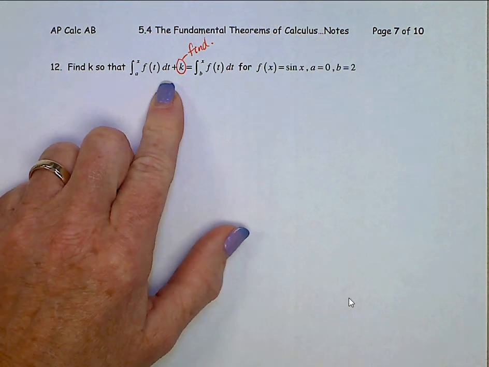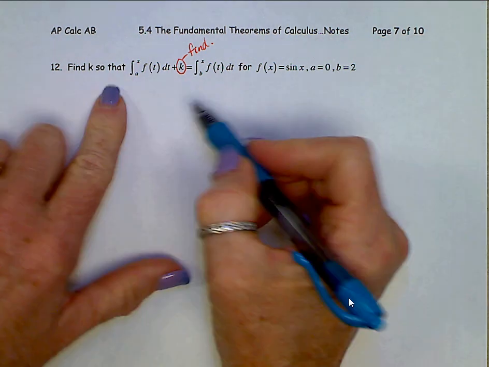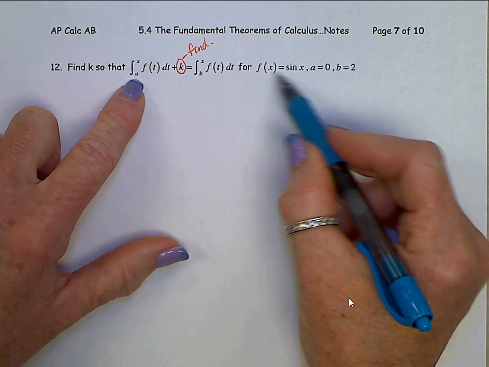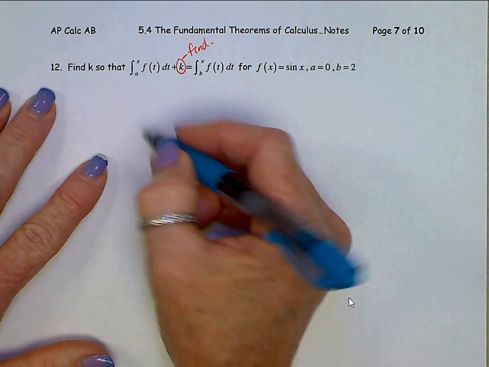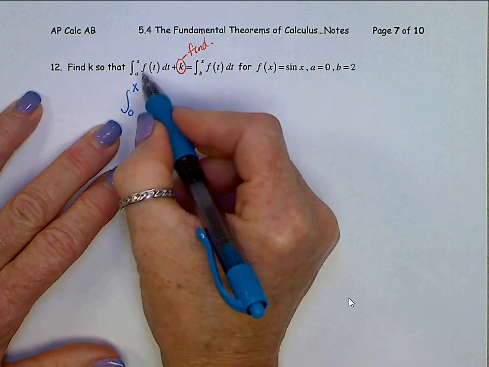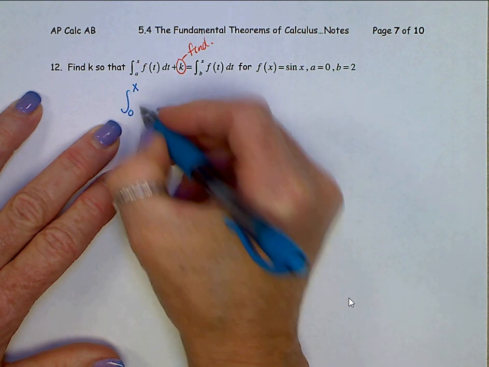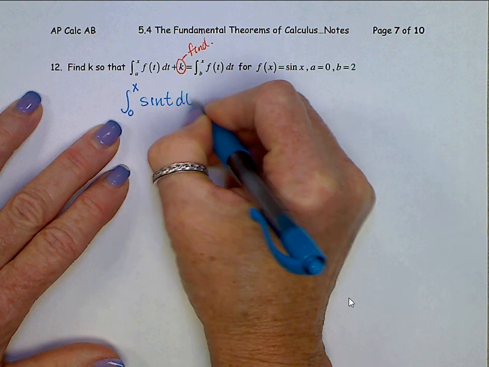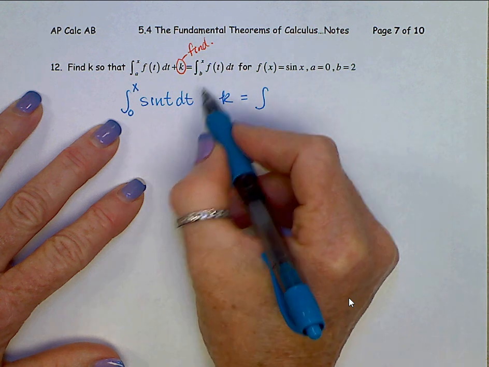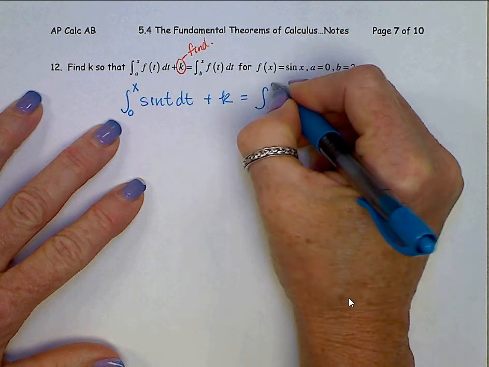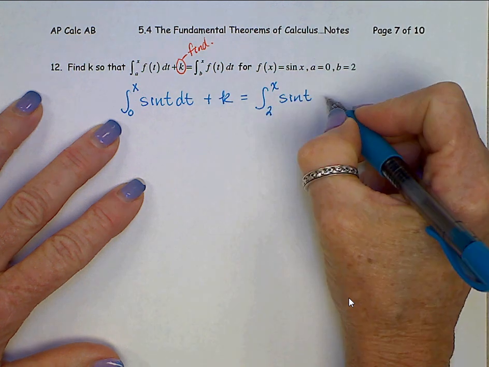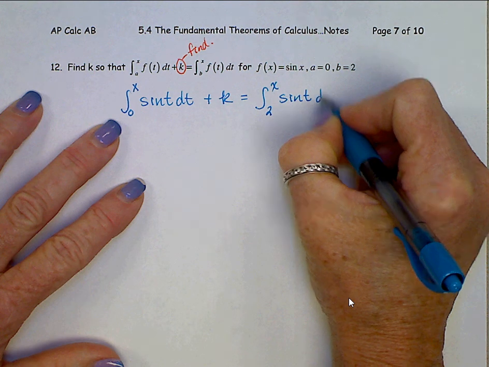All right, so first thing here, let's go ahead and change out the a and the b with these and that function f with sine. So this is now the integral from 0 to x of sine t dt plus k is the integral from 2 to x of sine t dt.